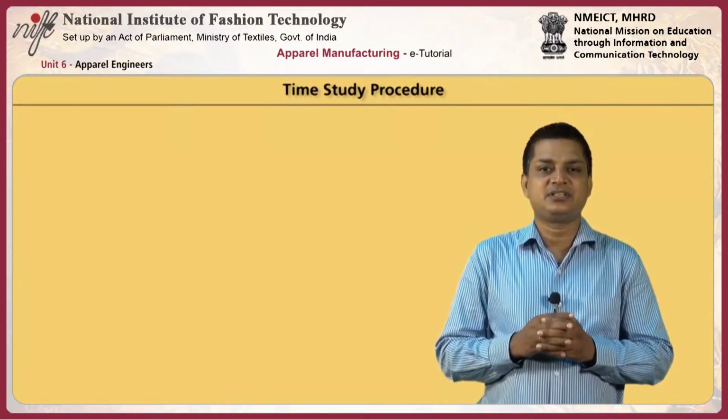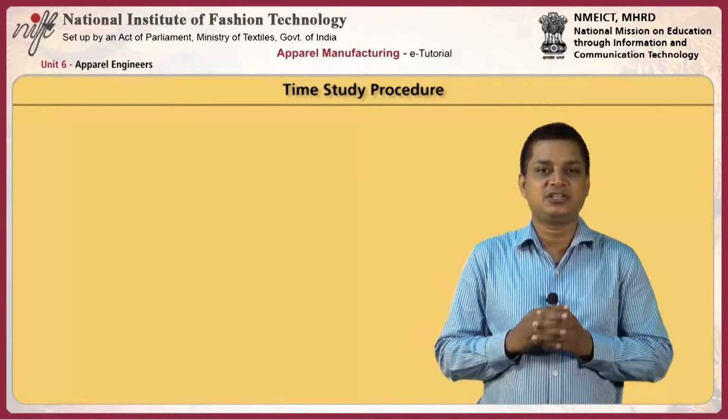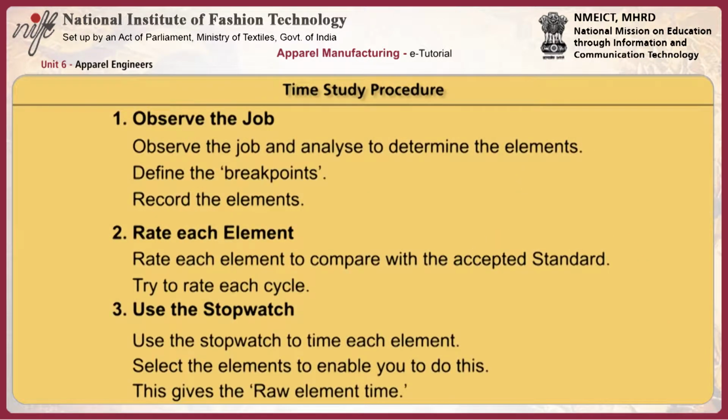There are steps that are used for the time study procedure. Observe the job, analyze to determine the elements, define the breakpoints, record the elements. Rate each element and compare it with the accepted standard. Try to rate each cycle. Use a stopwatch to time each element.